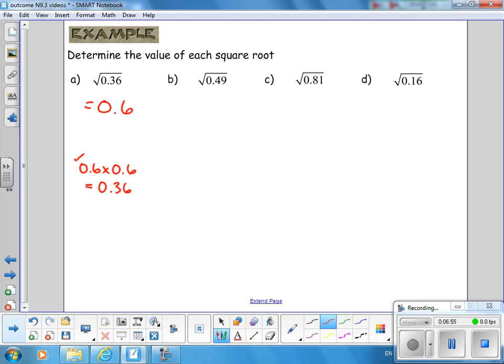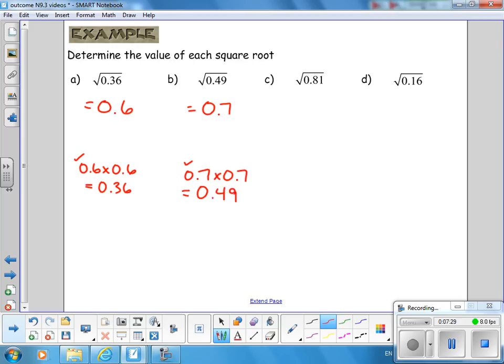When we're looking at the square root of 0.49, can you think of a number that multiplies by itself to give you 0.49? 49 is 7 times 7. So 0.7 times 0.7 gives us 0.49. If you don't know that in your head, you can use your calculator and the square root function. So to check this, 0.7 times 0.7 equals 0.49. So it works.